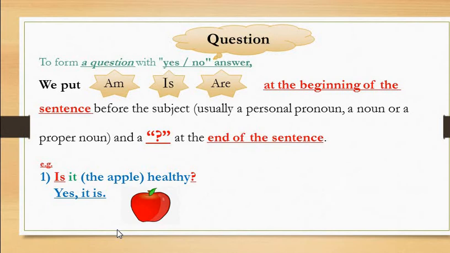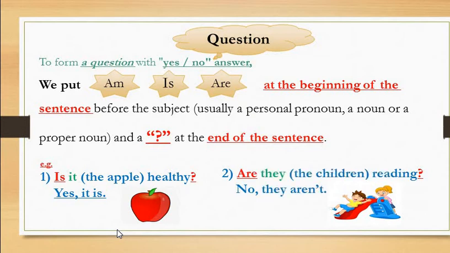Or, is the apple healthy? Yes, it is. What's after is? The apple. The apple is a noun. Example 2. Are they reading, or are the children reading?